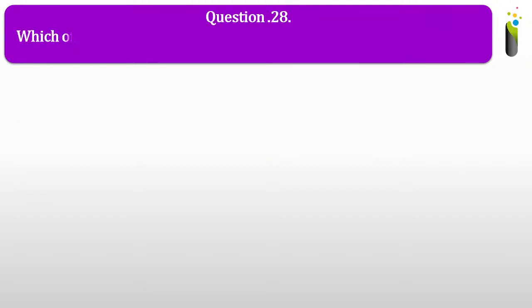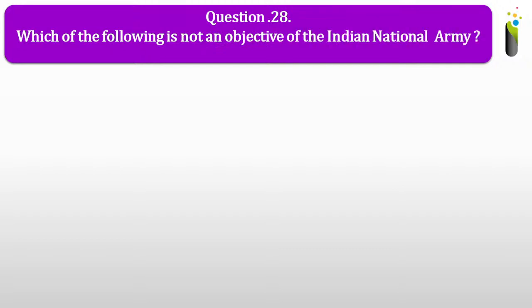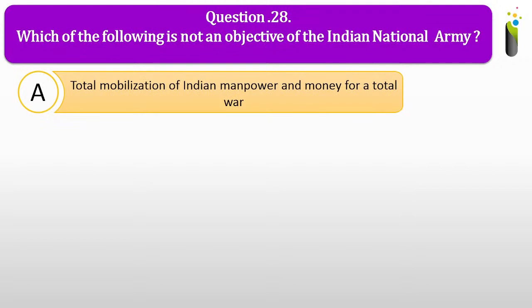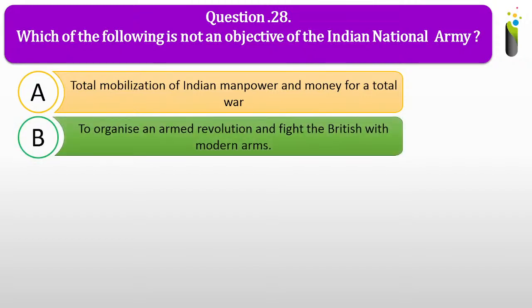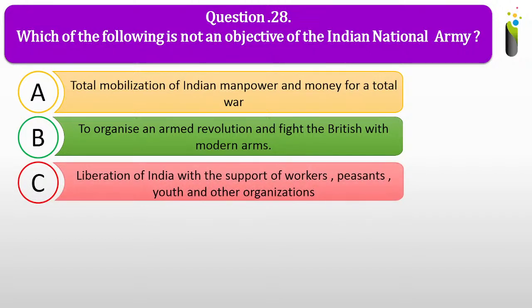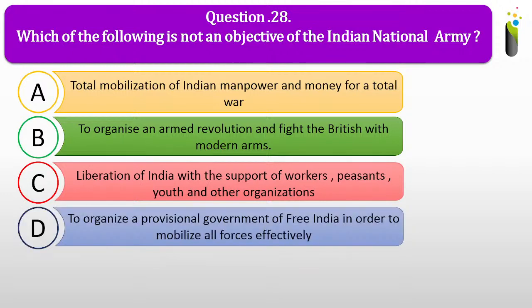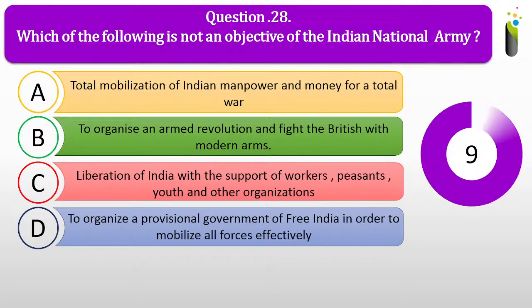Question number 28. Which of the following is not an objective of the Indian National Army? A. Total mobilization of the Indian manpower and money for a total war. B. To organize an armed revolution and fight the British with modern arms. C. Liberation of India with the support of workers, peasants, youth, and other organizations. D. To organize a provisional government of free India in order to mobilize all forces effectively.